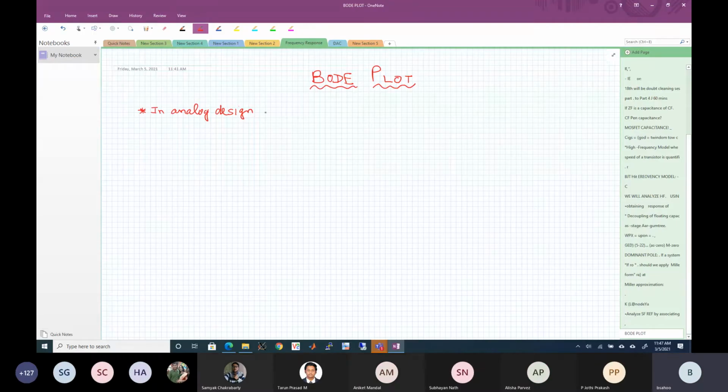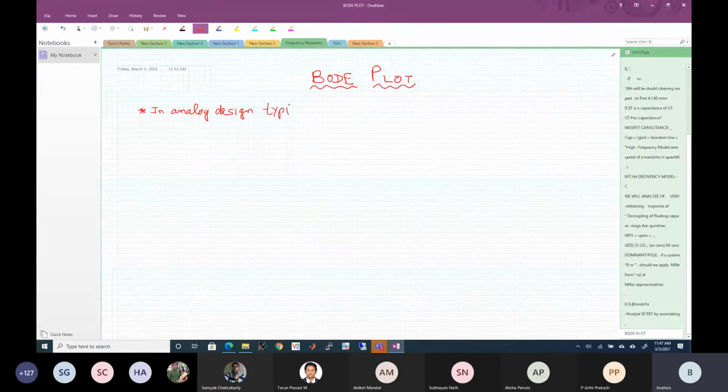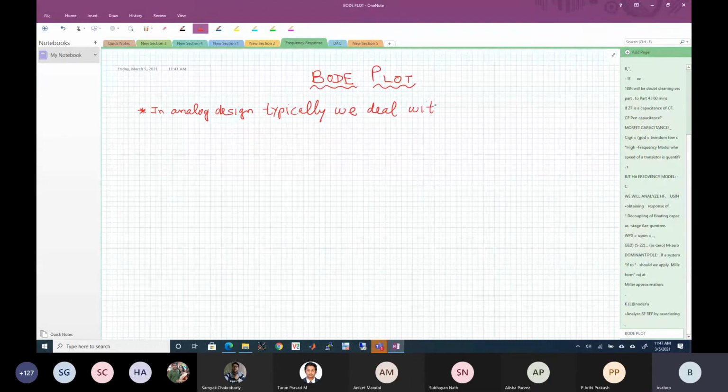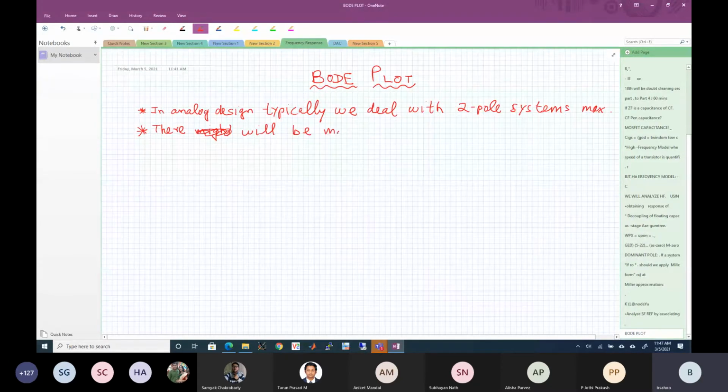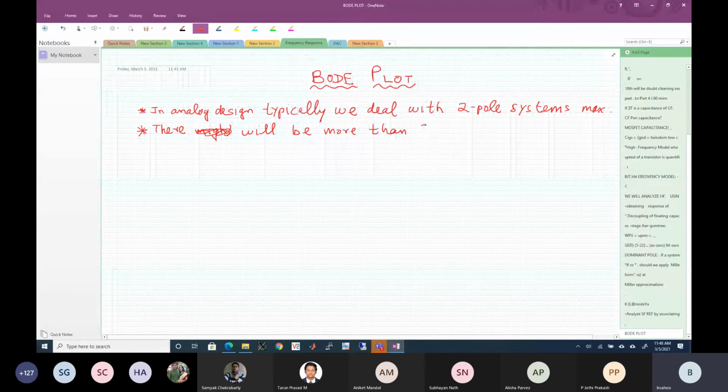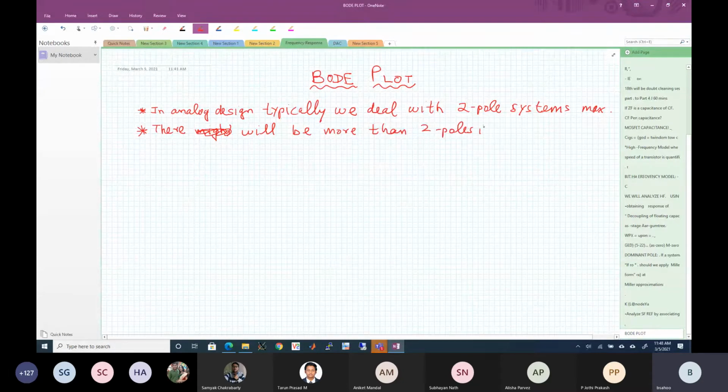In analog design, typically we deal with two-pole systems max. Sometimes there might be multiple poles. Not might be, there will be more than two poles in the system.